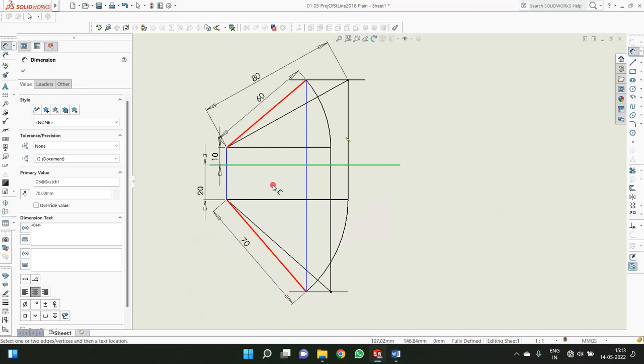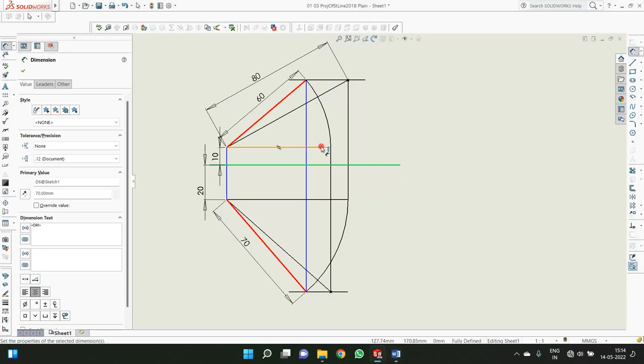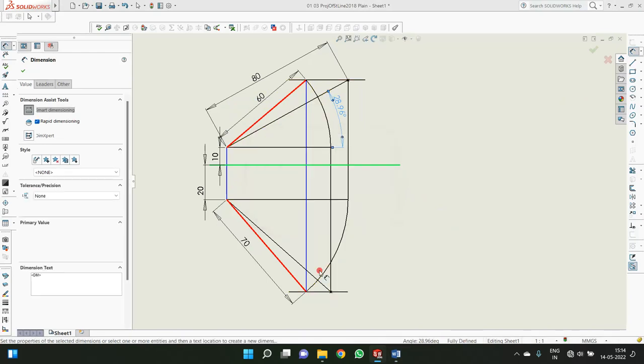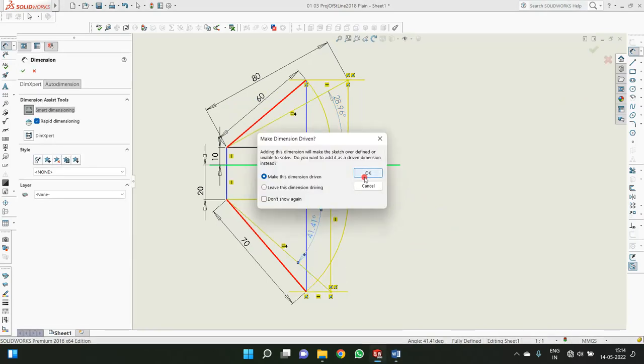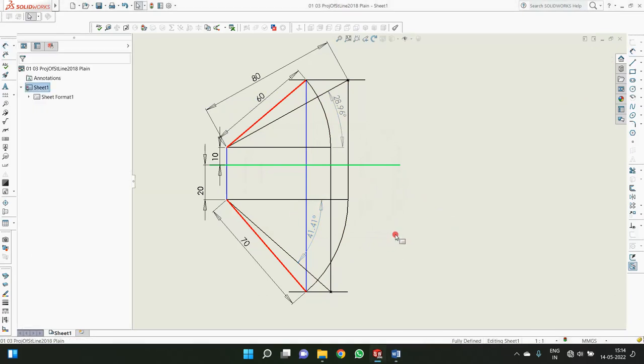For that, apart from getting the solution, you have to find out the true angles, theta and phi, the true inclinations. Okay, let us see that also. Theta is this one, 29 degrees, phi 41.4 degrees. So this is the solution for the sixth problem. Okay, to move on to the seventh problem, I have to delete all this.